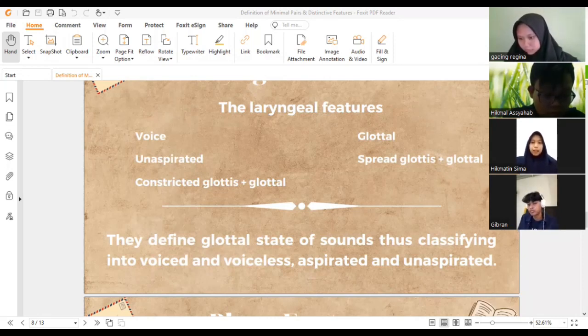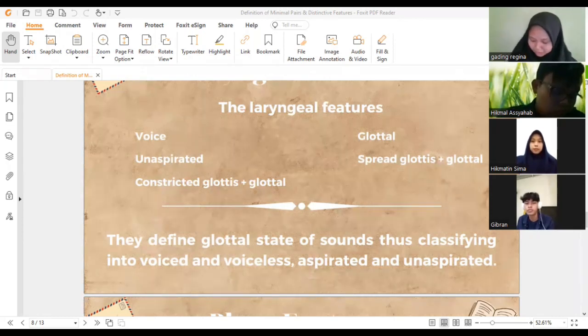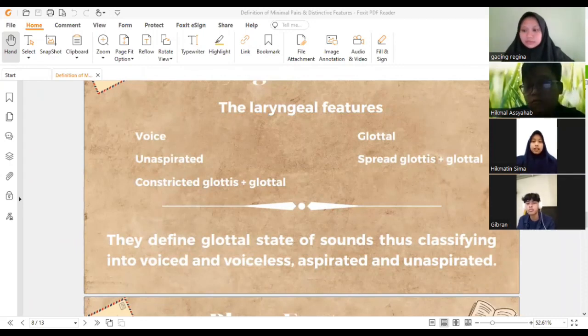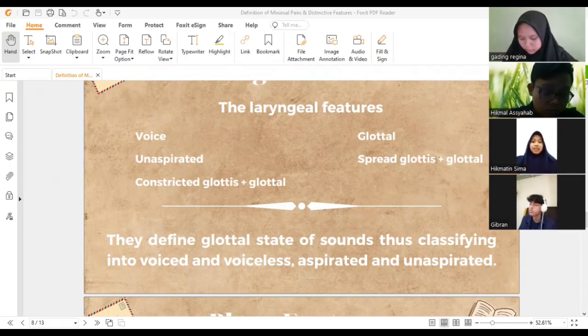For labial, there is plus round or positive round. Labial sounds are produced with the lips rounded, plus round, or unrounded. Unrounded, we can say minus round or negative round. For example, plus round labials are O, U, P, and T. And for examples of minus round or negative round, and so for the next one is coronal.